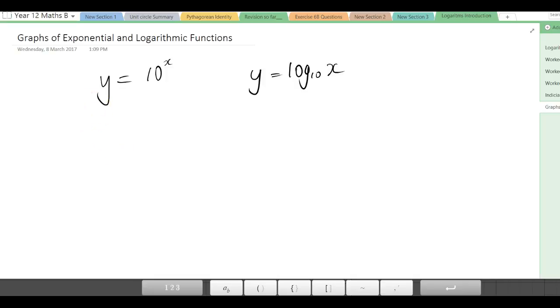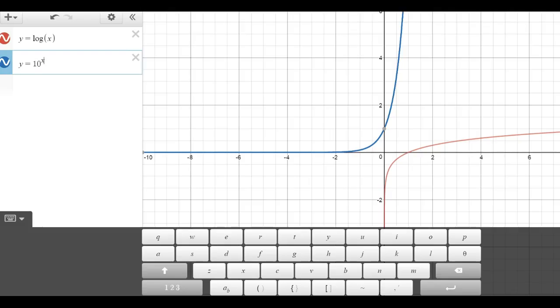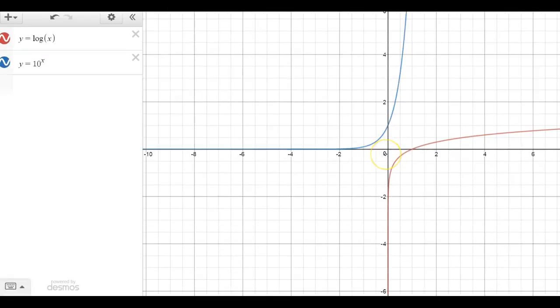So if I head over to Desmos, what I've got here is an equation of y equals 10 to the x, that's in blue, and you'll notice I've got the equation of the log, and this log function is base 10. I've got y equals log of base 10 of x. Now there's something quite particular about these graphs. I wonder if anyone can see what it is, and hopefully you're seeing that they are symmetrical.